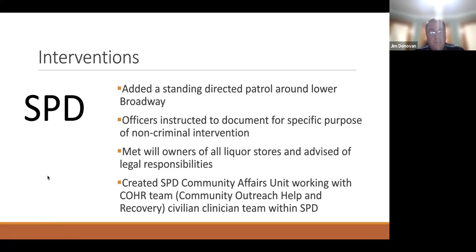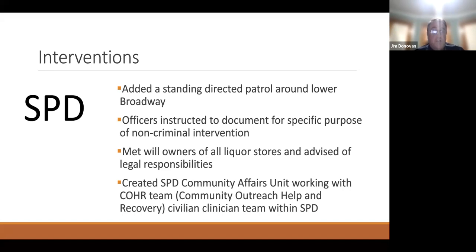What is that purpose? In this case, it's to interact with our unhoused population, ask them what their needs are, see if we can address some of their needs, and ensure that they are respecting the surrounding area, respecting the neighbors, and abide by a certain level of accountability.